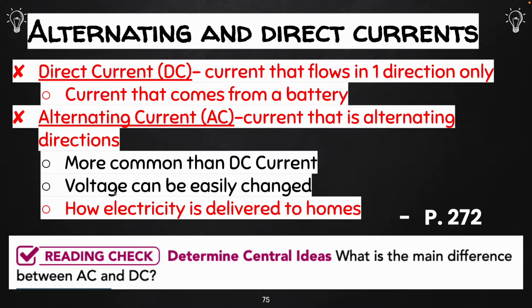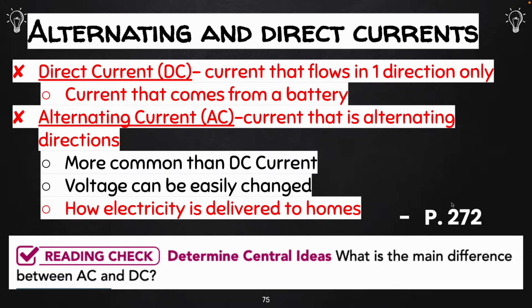A benefit to AC current is voltage can be easily changed. This is how electricity is delivered to our house. So running through the power lines outside, it is AC current that is getting delivered to us. It is more efficient to get power to people using alternating current than direct current.